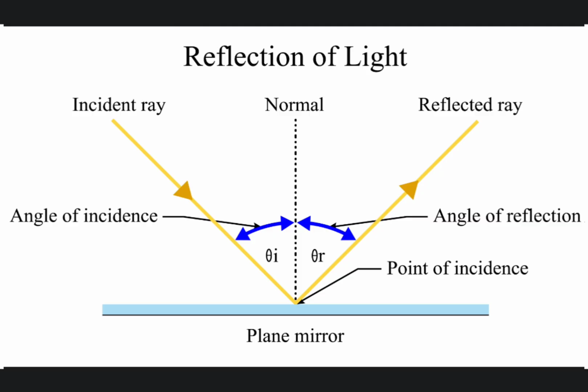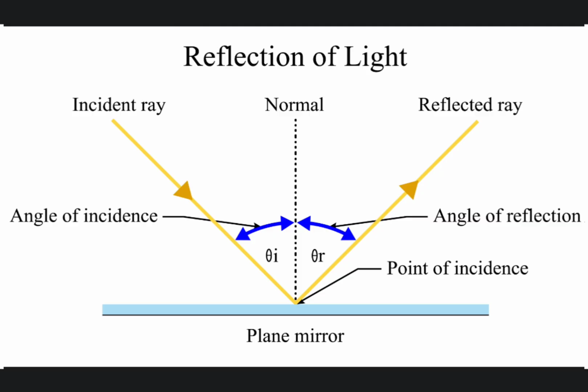So here I used the word point of incidence. Then what is meant by point of incidence? Usually we represent the point of incidence by O, capital O. The point where the light ray hits the mirror is called point of incidence. So now you understand mirror surface, incident ray, normal, reflected ray, and point of incidence.